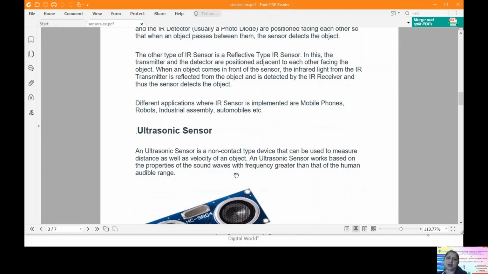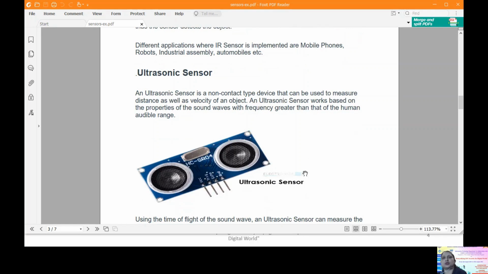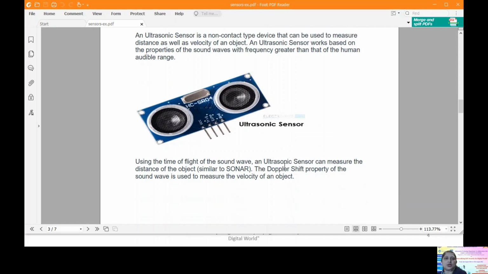Then the next example is the ultrasonic sensor. The ultrasonic sensor is again a non-contact type of device that can be used to measure the distance as well as the velocity of an object. The ultrasonic sensor works based upon the properties of sound waves with a frequency greater than that of the human audible range. The ultrasonic sensor will look like this one. Using the time of flight of the sound wave, ultrasonic sensors can measure the distance of objects, which is similar to sonar. The Doppler shift property of the sound wave is used to measure the velocity of an object.